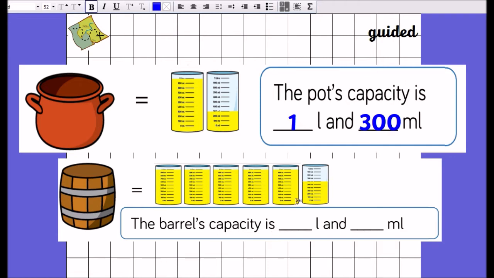The barrel's capacity. So I know that these are all 1 litre in capacity and the volume is also 1 litre. So I have got 1, 2, 3, 4, 5 litres. Okay, so I've got 5 litres. This one isn't quite a litre because the volume is not all the way up to the top. And again, they're in 100 ml increments. So it's 100, 200, 300, 400, 500, 600 millilitres. So the barrel will hold 5 litres and 600 millilitres.